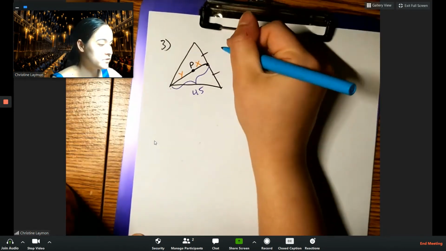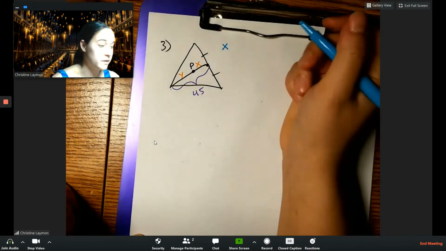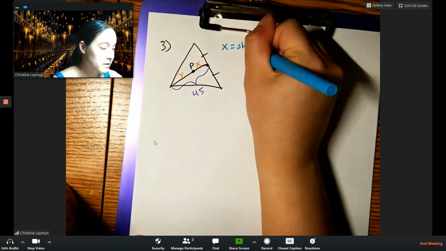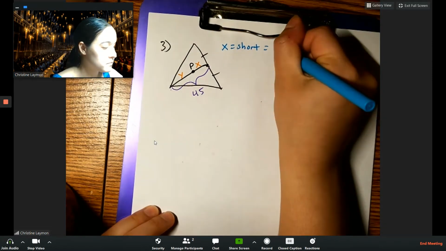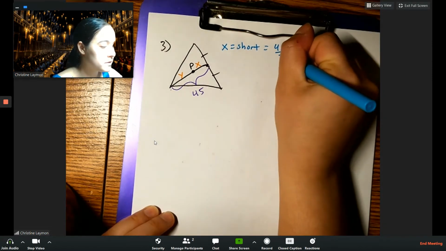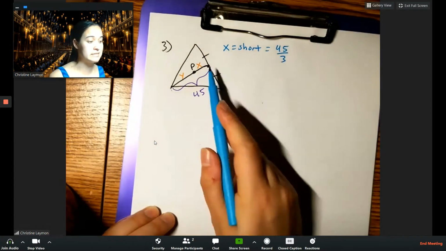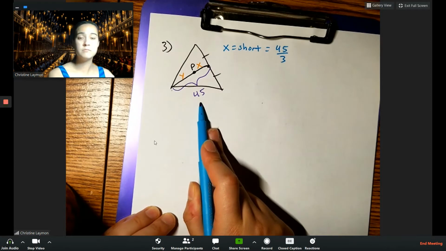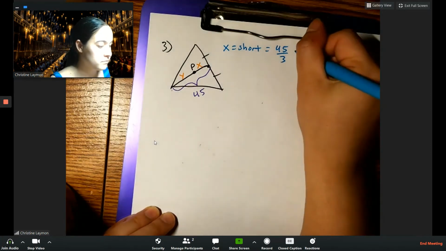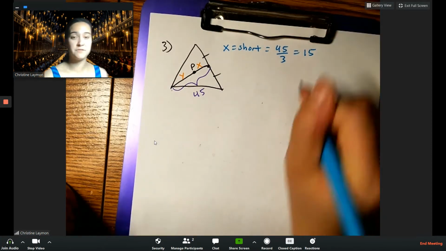Okay, so let's say I want to find x, which is my short. Remember, I've been given a long. The long is the same thing as 3 times the short. So to get from long to short, just divide by 3. 45 divided by 3. And again, that's because this thing times 3 will get me to here. To go backwards, divide by 3. So x is 15.